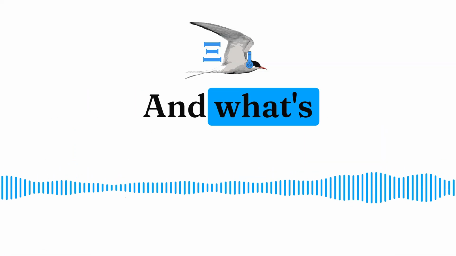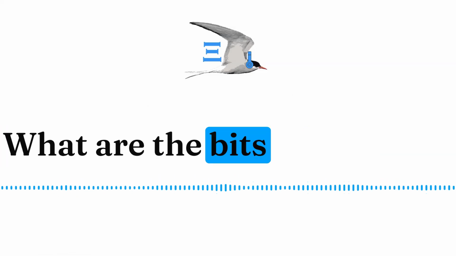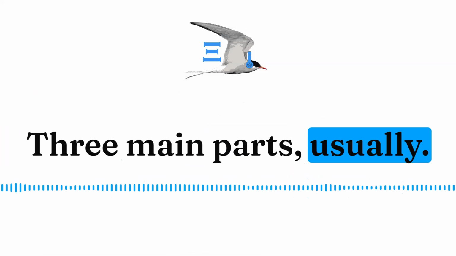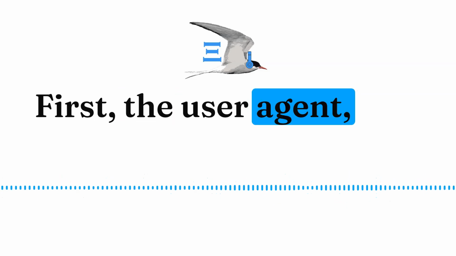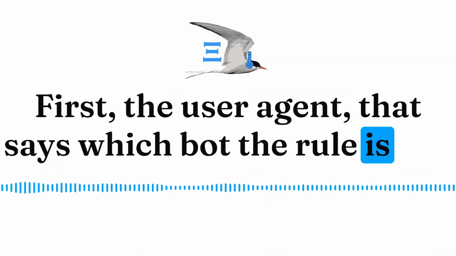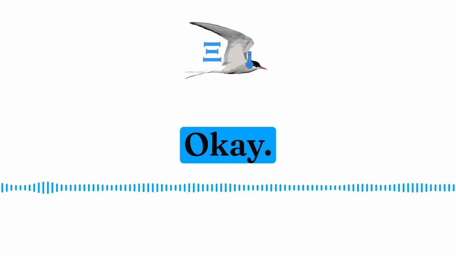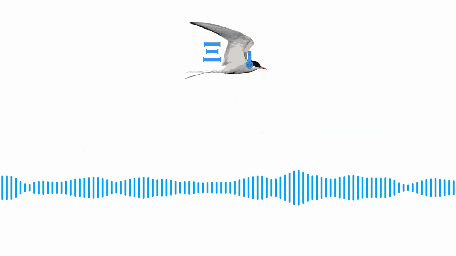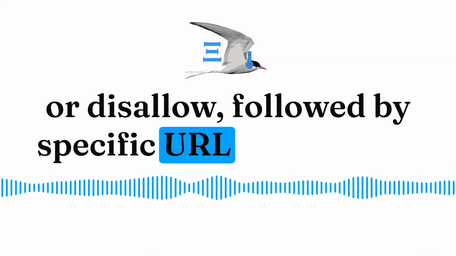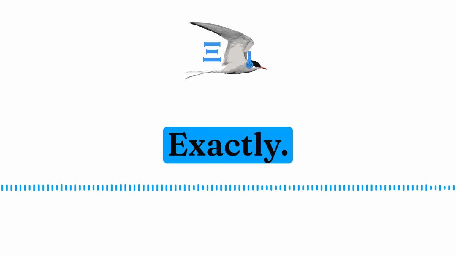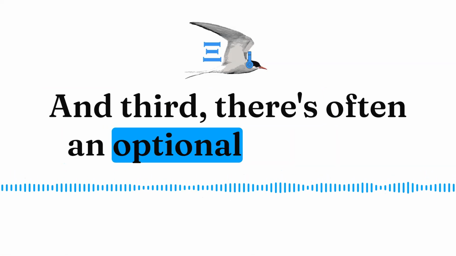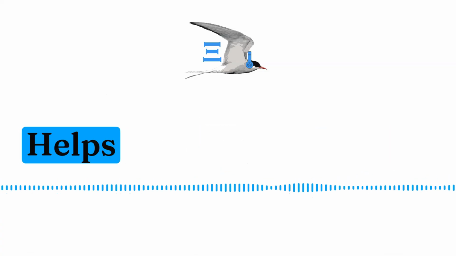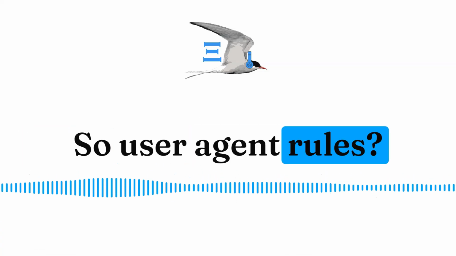Got it. Protocol. And what's actually in the file? What are the bits and pieces? Shopify's documentation breaks it down nicely. Three main parts, usually. First, the user agent. That says which bot the rule is for, like Googlebot or Bingbot. Okay, specifies the target. Then you have the rules themselves. These are the actual commands, like allow or disallow, followed by a specific URL path. Right, like disallow admin. Exactly. And third, there's often an optional sitemap URL included, which just points crawlers to the map of your site, helps them find everything.